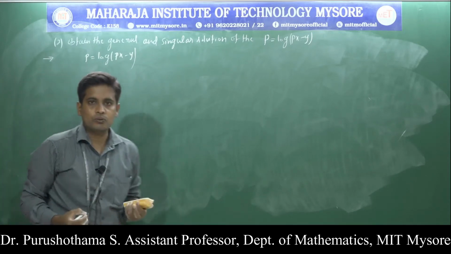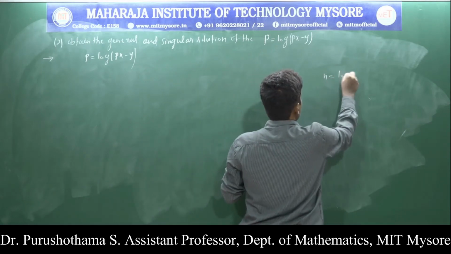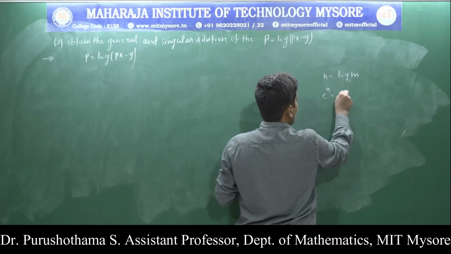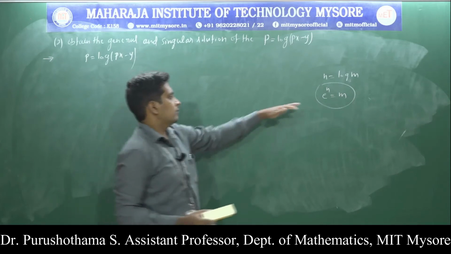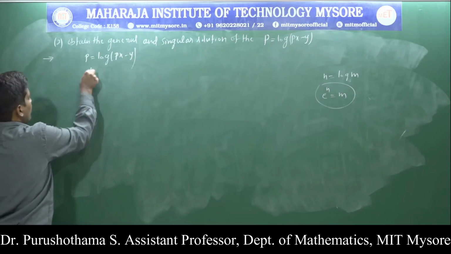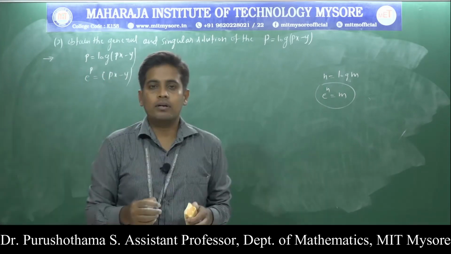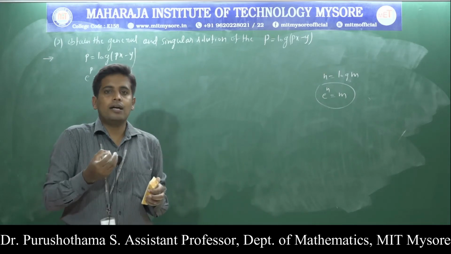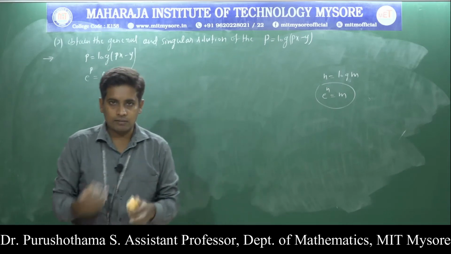Here I am going to use logarithmic properties. The property is: n is equal to log m, with the natural logarithm function, is the same as e power n is equal to m. This is the logarithmic property. So using this property for the given function, e power p is equal to px minus y. Because the given equation is not in Clairaut's equation form, using the logarithmic function we can convert the given function into Clairaut's equation form.